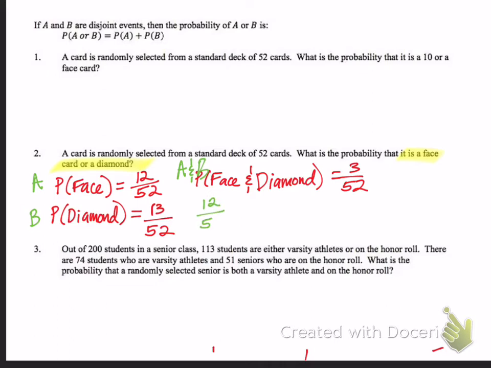So you get 12 out of 52 plus 13 out of 52 minus 3 out of 52. And that should give you 25 minus 3, which would be 22 out of 52. And that reduces to what? 11 over 26. Does it go any more? I don't think so.